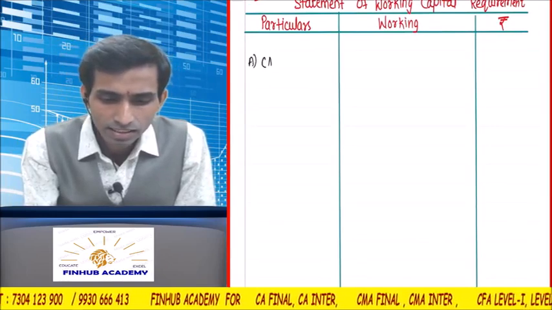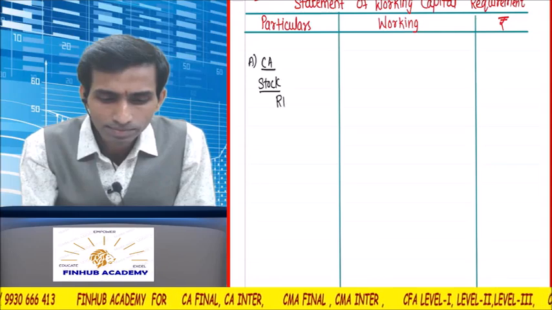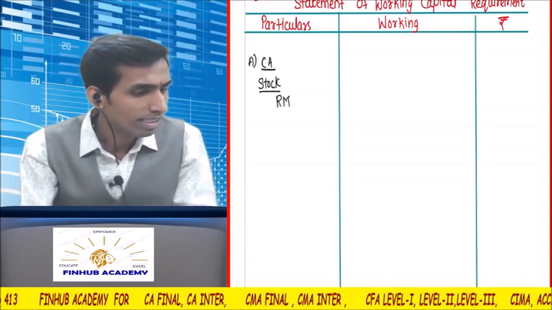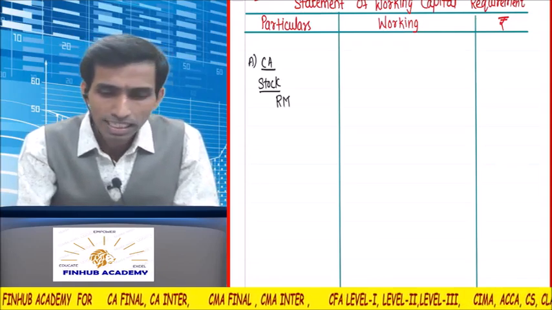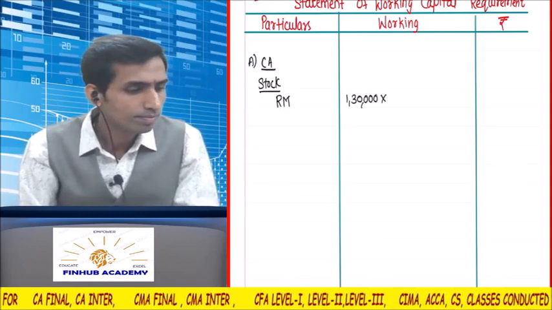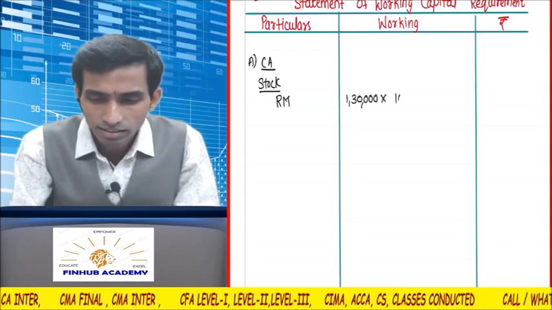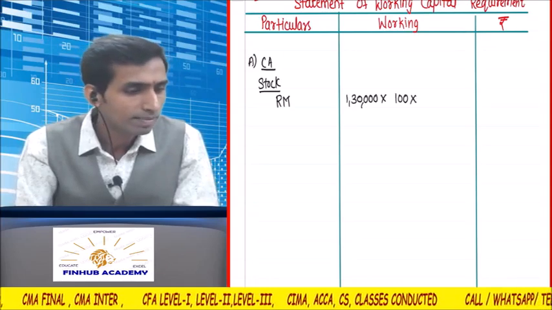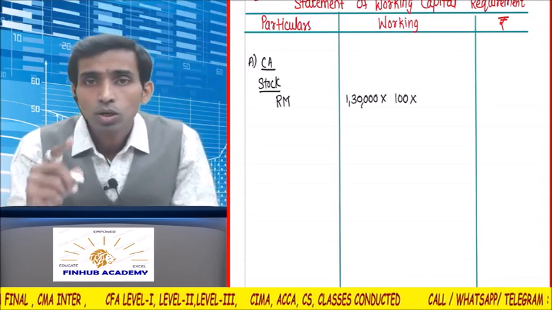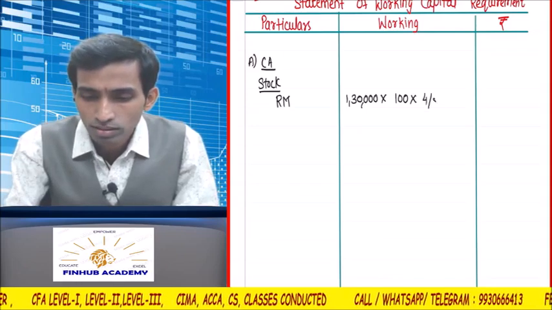Current asset, under that stock, under that raw material. Raw material is how much? 1,30,000 is the units into rate is how much? 100 multiplied by period is 1 month is 4 weeks. So I will take 4 by 52.